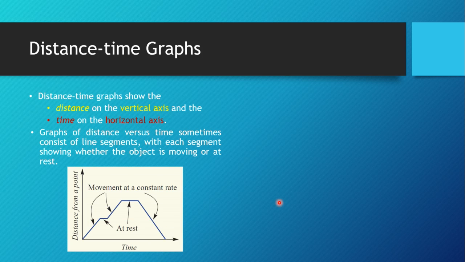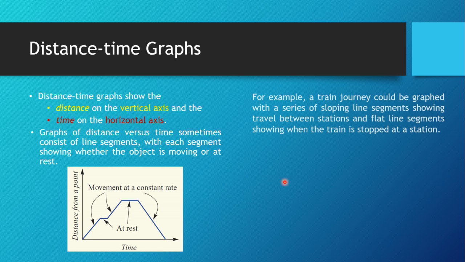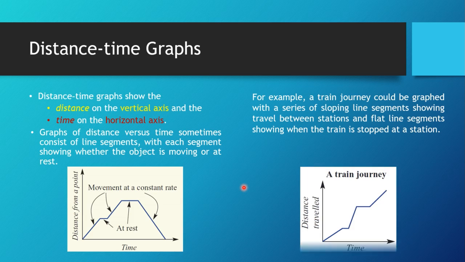at rest. We see the horizontal sections are the sections where we are at rest. Those on an angle are movement. They're straight lines that are at a constant rate. For example, a train station could be graphed with a series of sloping line segments showing travel between stations and flat line segments showing when the train is stopped at a station.